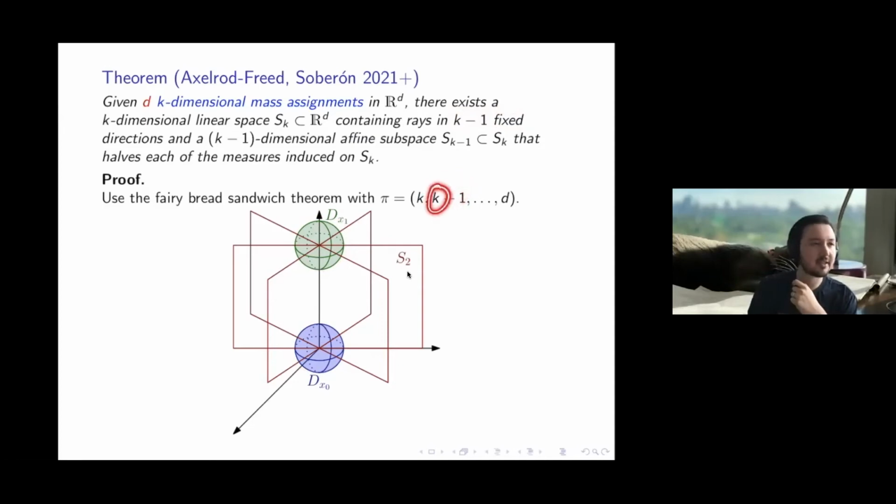Actually, I'm only using k of them to reimpose this condition on the next, the d minus 2 dimensional affine space. And then you can do the same thing to impose those conditions in the d minus 3 dimensional affine space. And so you keep doing this until you impose those conditions on S_k, and then S_{k-1} is just going to split the mass assignments you started with. Okay? So basically, the fairy bread sandwich theorem just tells you that you can easily do this by imposing those conditions you want.